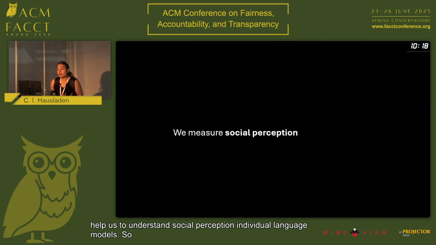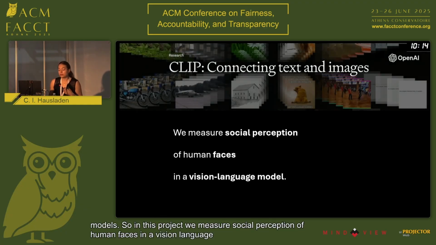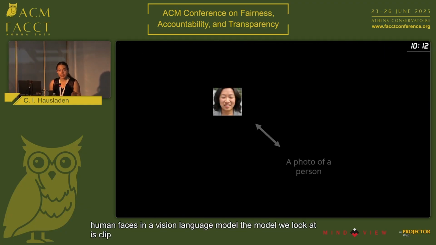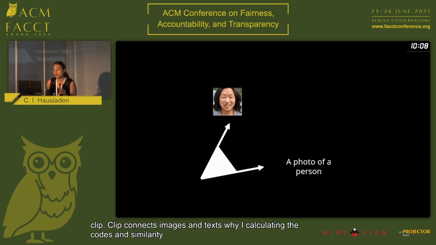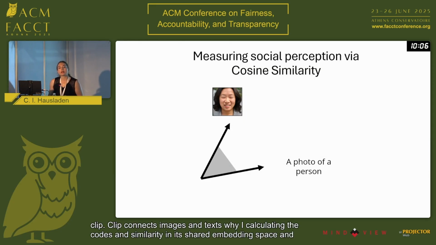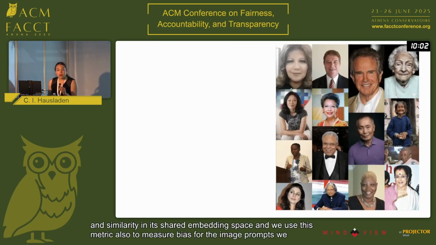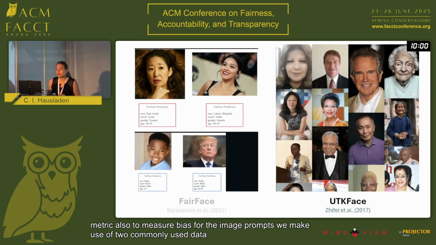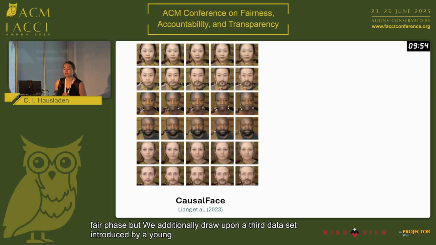So in this project, we measure social perception of human faces in a vision language model. The model we look at is CLIP. CLIP connects images and text while calculating the cosine similarity in its shared embedding space, and we use this metric also to measure bias. For the image prompts, we make use of two commonly used datasets, specifically UTK Face and FairFace, but we additionally draw upon a third dataset introduced by Liang and colleagues. We call it CausalFace.